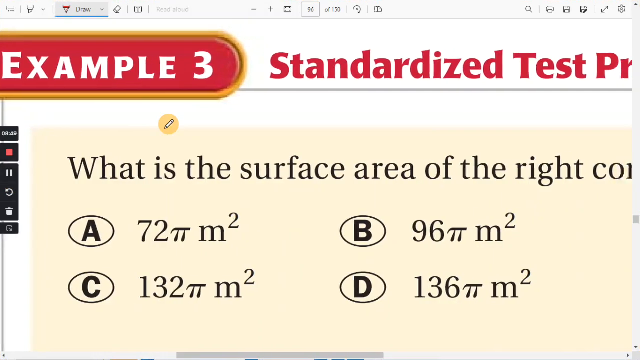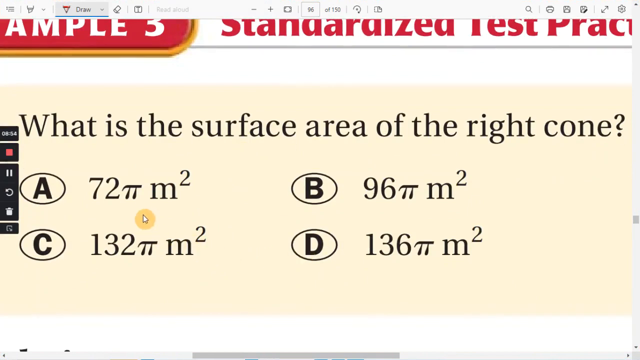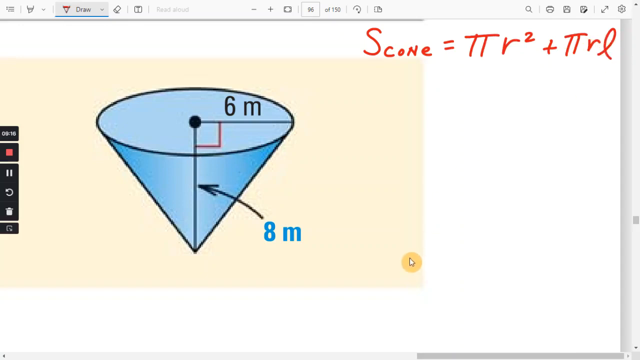Example 3, what is the surface area of the right cone? Before I go to the diagram, notice all of the answers are in terms of pi, so I am going to leave pi alone. Okay, so we said the surface area for a cone, that's going to be pi r squared plus pi RL. As you can see, we do not have L. This would be L right here, this distance from here to here.